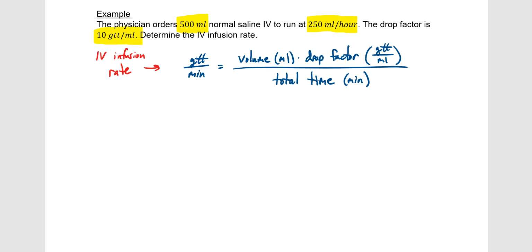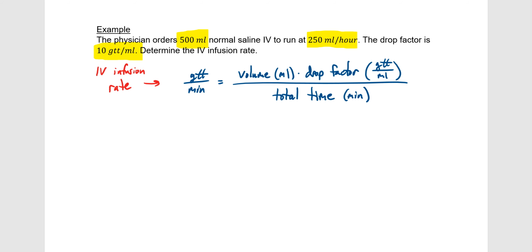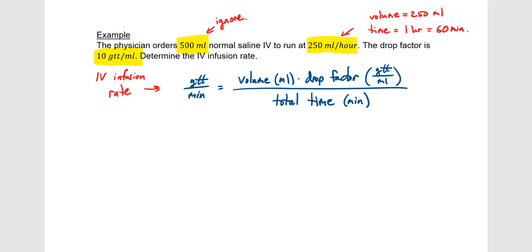There's a couple different ways to do it. The easiest way to do it is ignore the total volume of 500 milliliters. We're going to use the ratio 250 milliliters for every hour. When we're using that, that means the volume is 250 milliliters, and the total time is 1 hour, which is 60 minutes. So we're going to use those values, ignoring the 500 milliliters. So let's plug in these three values now.